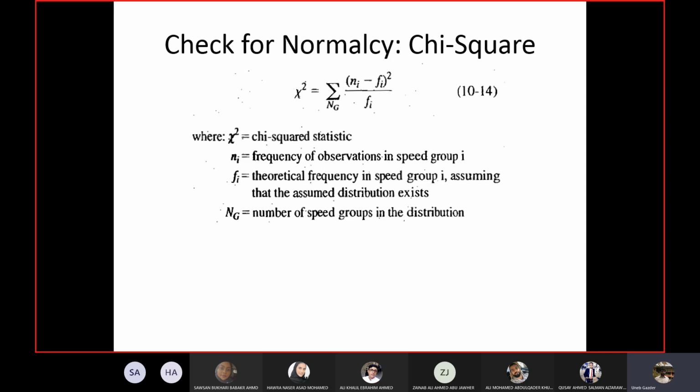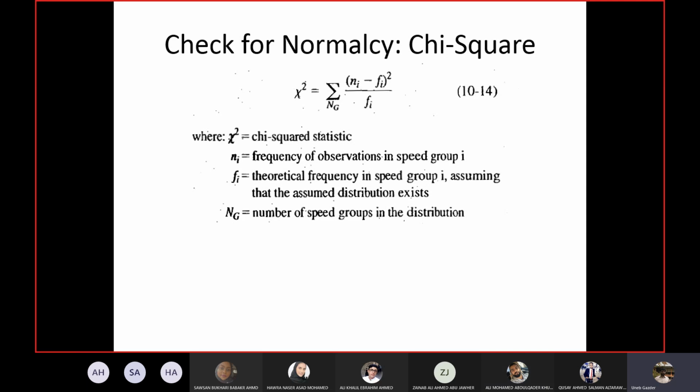Now you can see the chi-square equation here. We need two things, n and f. Summation is done for each speed group. Now what is n here? We have already used n. What was n for each speed group? In the speed group table, what was small n for each group? Number of vehicles. Number of vehicles in each group. So n is that.